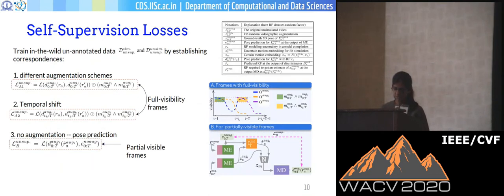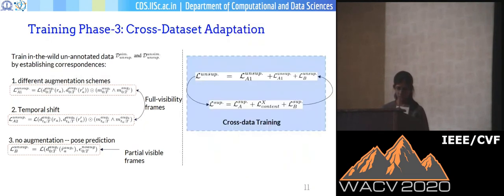We leverage self-supervision to enforce correspondences across different augmentation schemes for both partial and fully visible frames. We achieve cross-dataset adaptation by using self-supervised and supervised losses on unlabeled and labeled data.